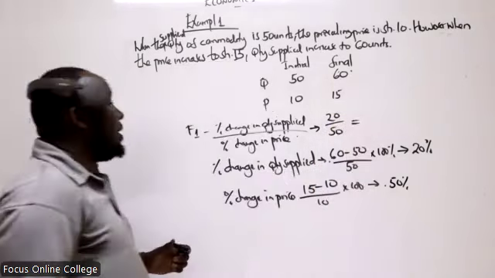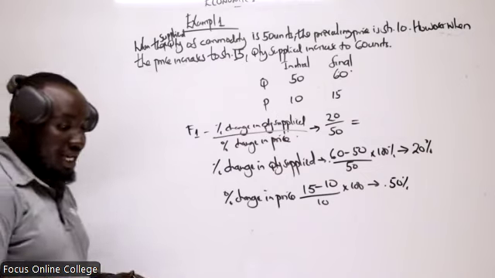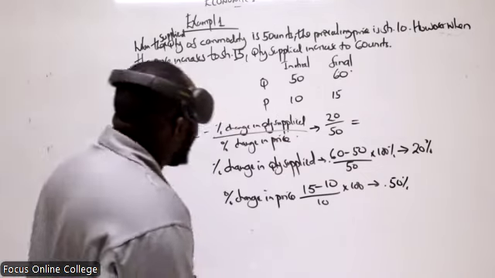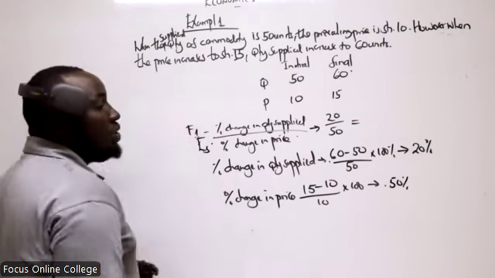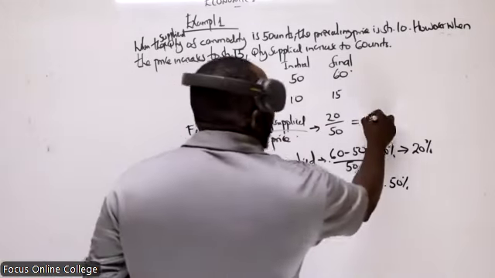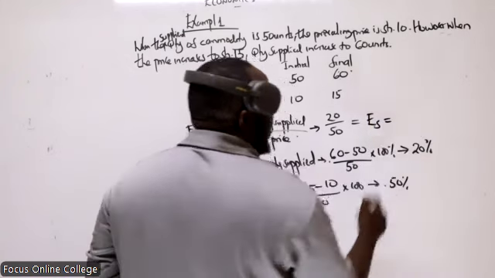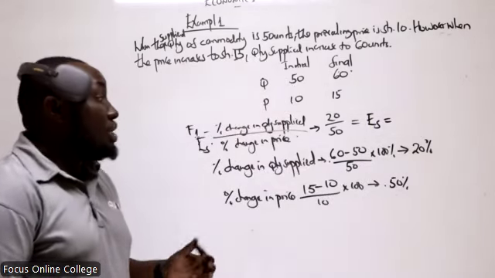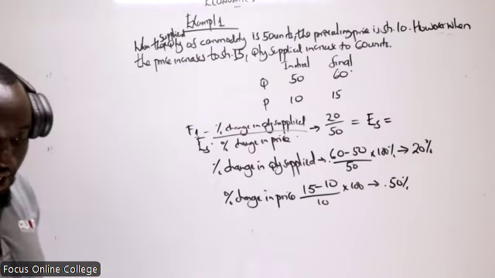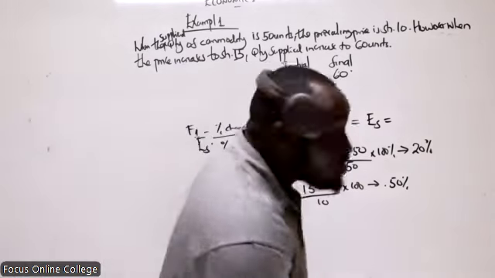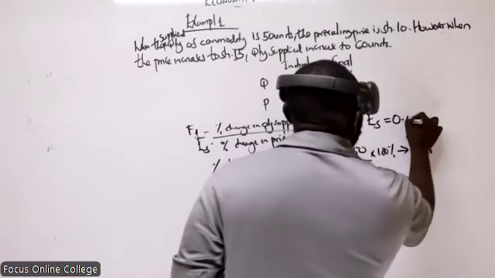So what is price elasticity of supply? Price elasticity of supply, and we call it S1. Price elasticity of supply is 20 divided by 50. So that should be 0.4.